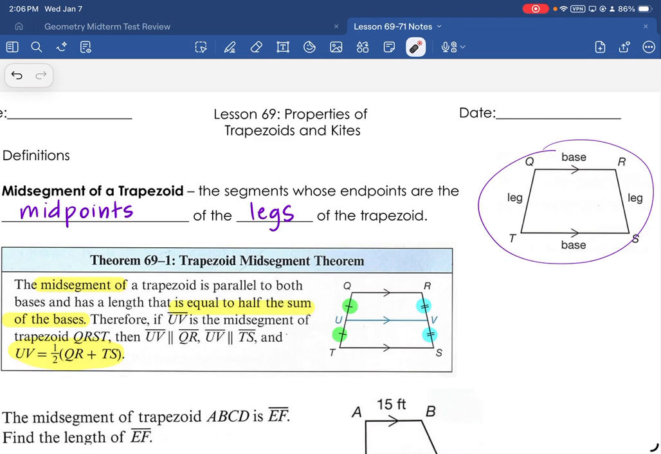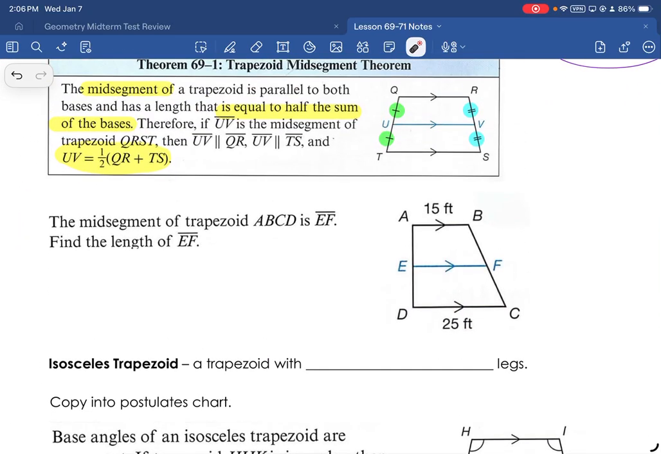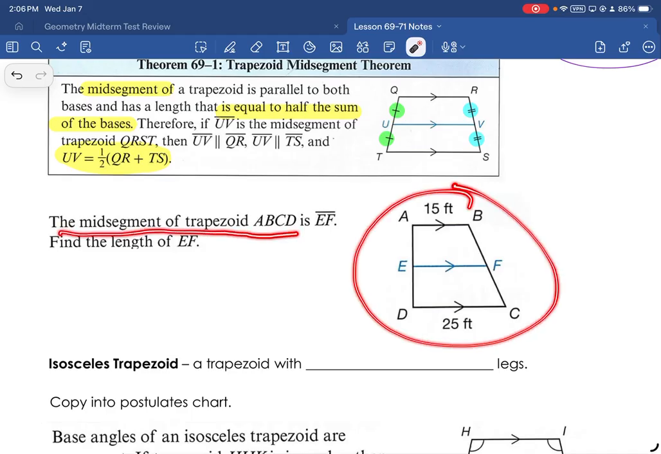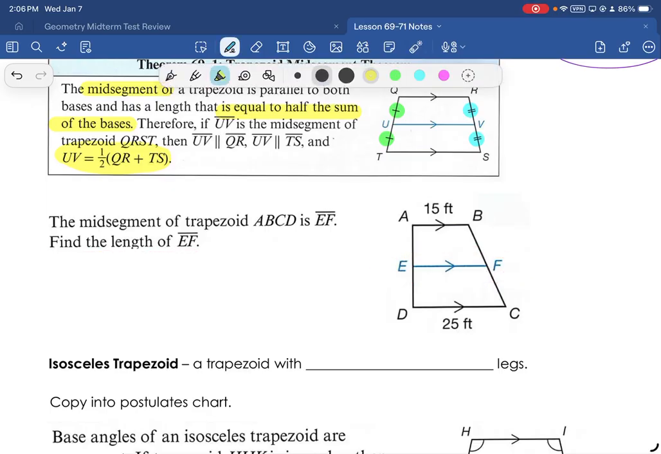So let's practice applying this formula down here where it says the mid-segment of trapezoid ABCD, so this one right here, is EF. So they're telling us right off the bat that this is the mid-segment. They want us to find the length of EF.